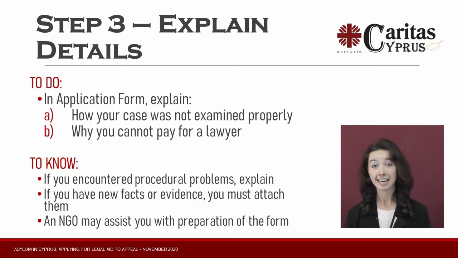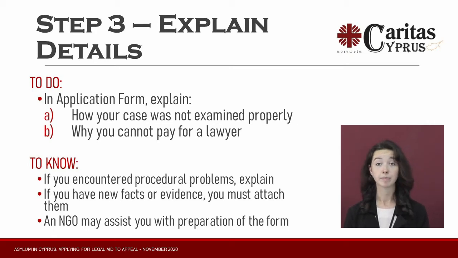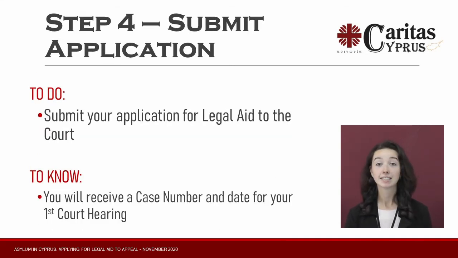Step 3. Fill out the form. In the form, you should explain the reasons why you want to appeal. And you should also explain why you can't afford to pay for a lawyer yourself. The reasons why you want to appeal could include reasons why you did not think your case was examined properly, any new evidence which you have to add, or any problems which you might have had with the procedure during the Asylum Service interview.